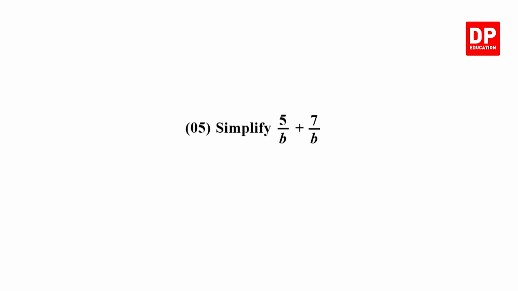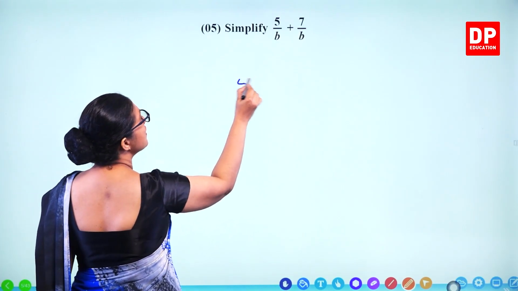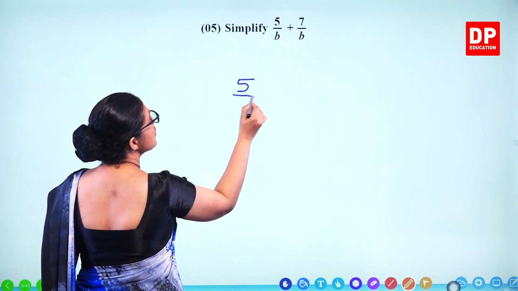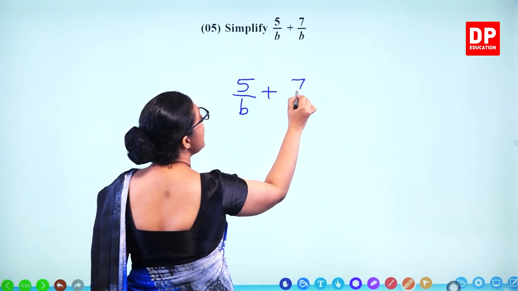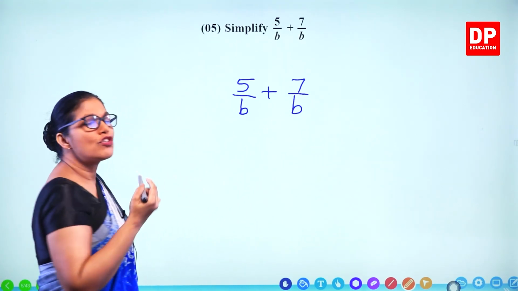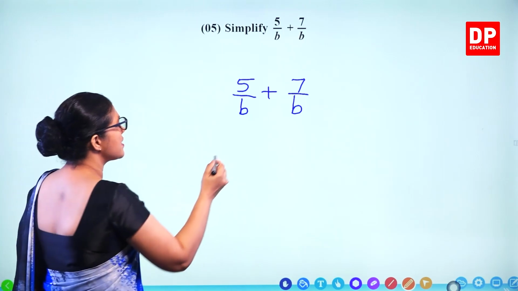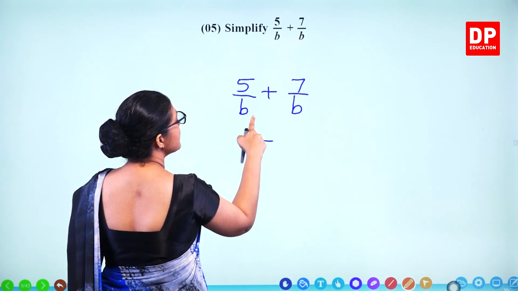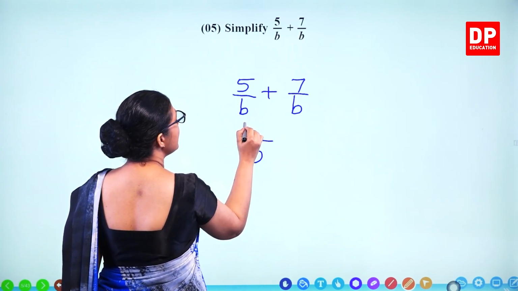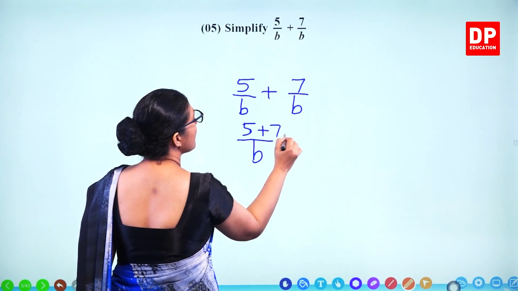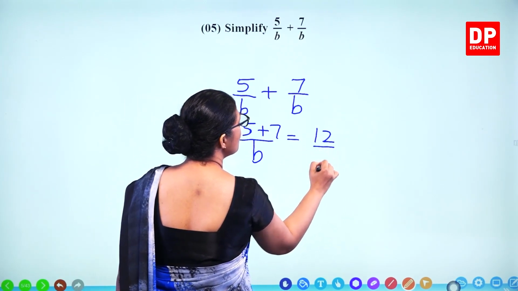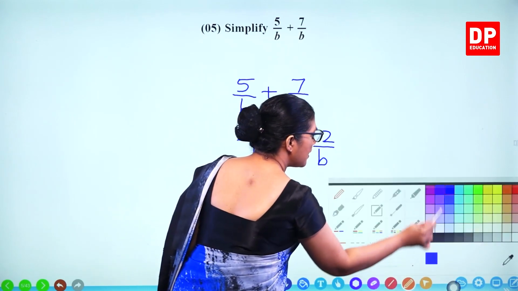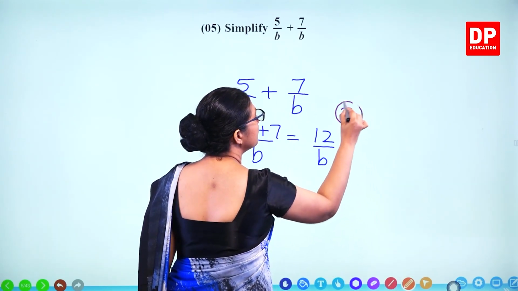Question number 5. Fraction addition. Algebraic fractions. Same denominator, you can just add the numerators. B you get as the denominator, 5 plus 7, that's 12. So 12 over B. 2 marks.